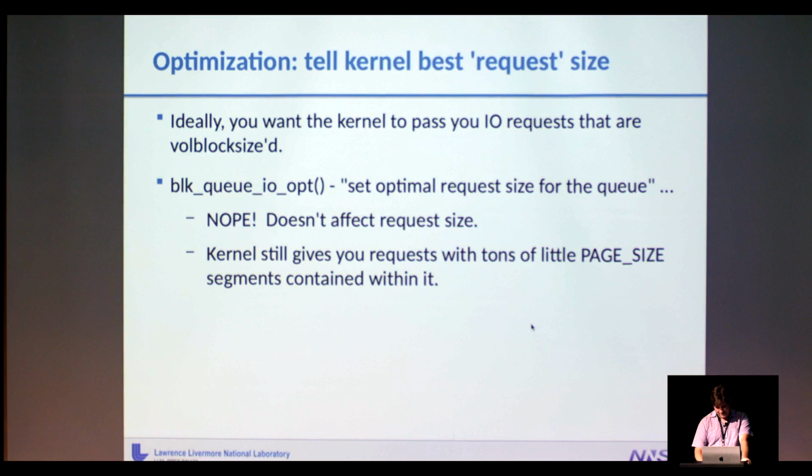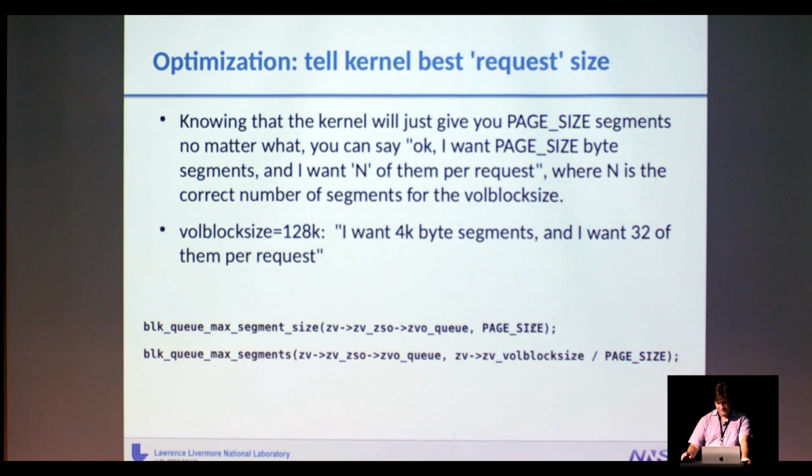And this is where I kind of went down the rabbit hole. The kernel provides this function called block-queue IO opt, which is documented as set optimal request size for the queue. But if you set it to 1 megabyte or whatever you want, it doesn't seem to give you those IOs. So I didn't have any luck with this. But there's kind of a roundabout way to do it with 2 other functions. There's block-queue max segment size, which you can think of as what block IO size do I want? And then block-queue max segments, which is how many block IOs do I want per request? And by setting these in a certain way to fit your block size, you kind of get what you want.